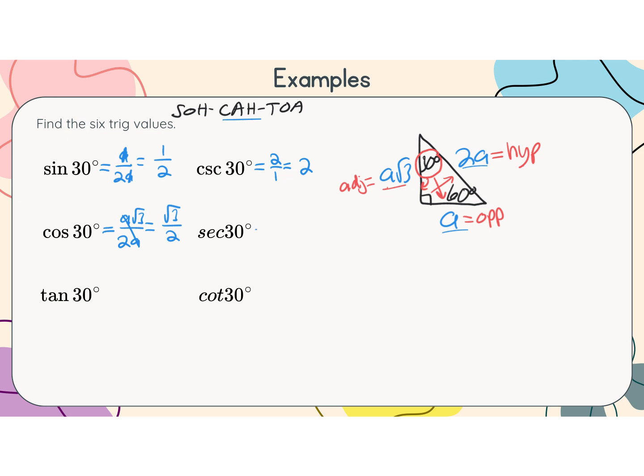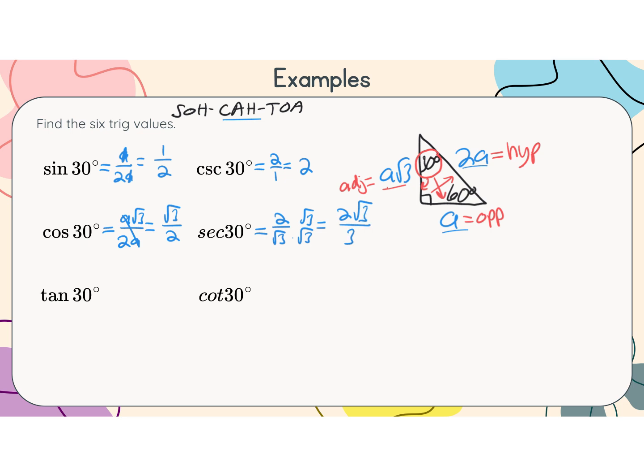All right, secant of 30 then, I'm going to take the reciprocal. This is going to be 2 over square root of 3. But once again, we don't want to leave a radical in the denominator, so you're going to multiply the top and the bottom by the square root of 3. So that means secant of 30 degrees is 2 square root of 3 over 3.